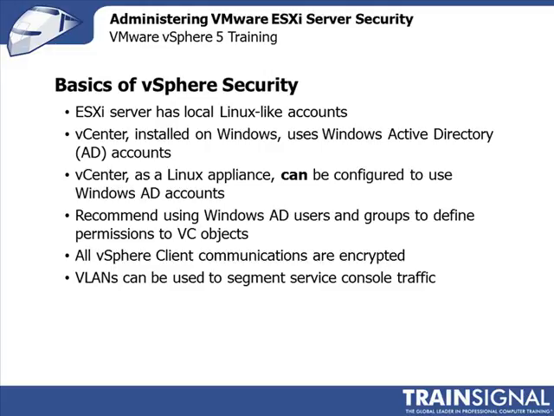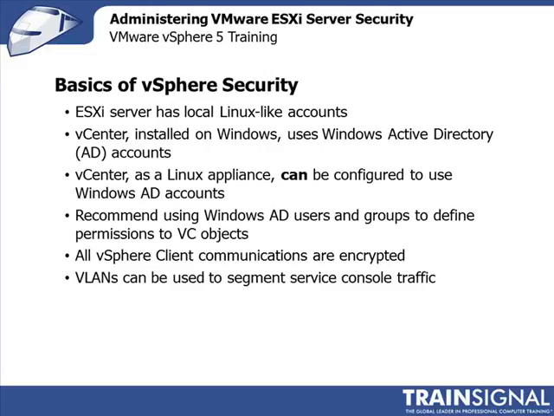So, ESXi server, your physical servers, have local Linux-like accounts. For example, the administrative account is called root. And then vCenter, let's say that it's installed on your Windows server, like it traditionally would be before the VCSA, it uses the Windows Active Directory authentication accounts because that Windows server should be a member of the Active Directory domain. So there, the default administrative account is the Windows Administrator account. So you've got ESXi with root, you've got vCenter with administrator.